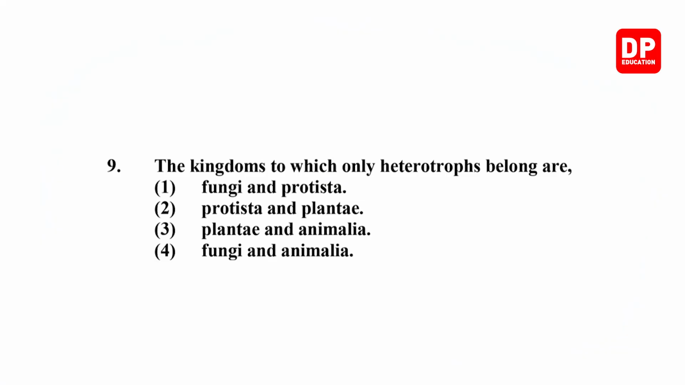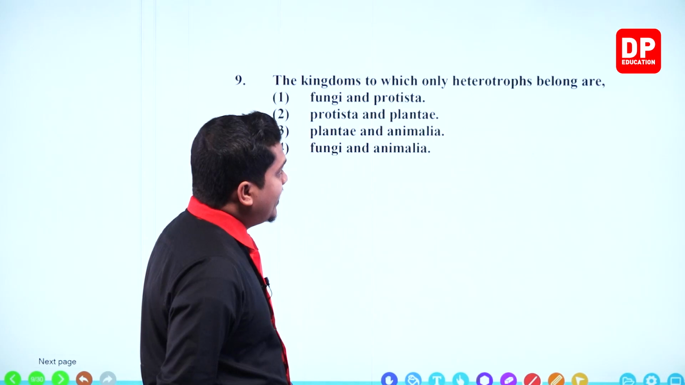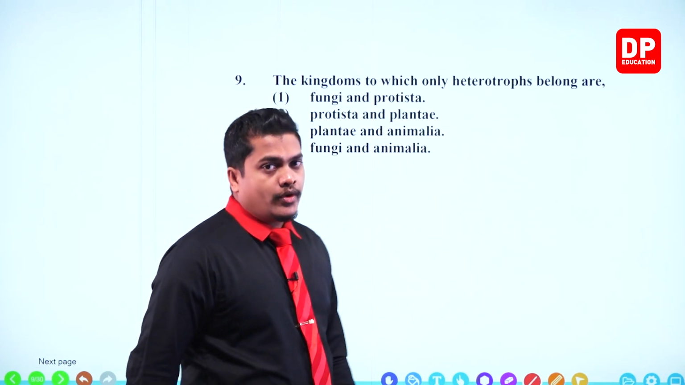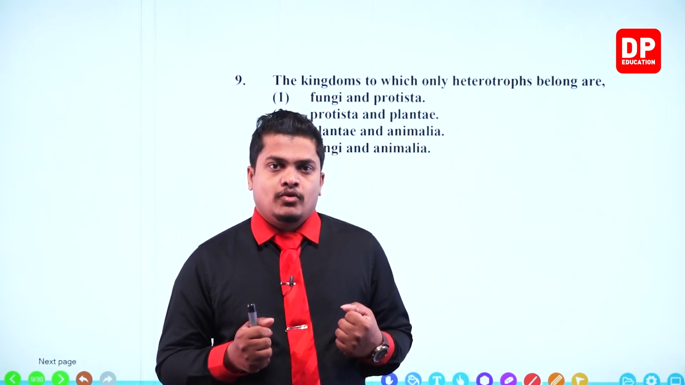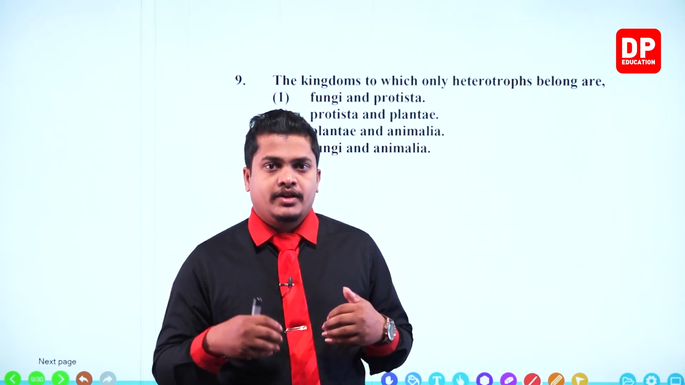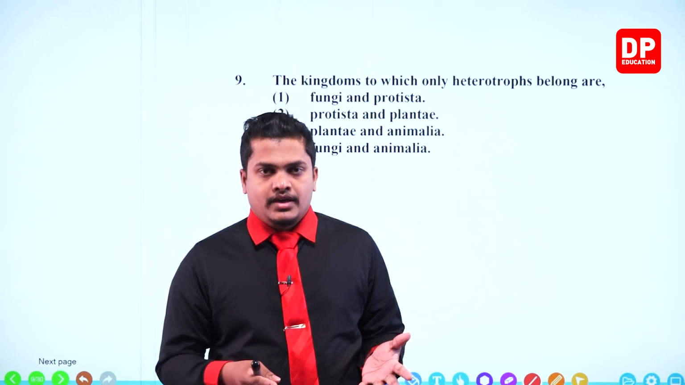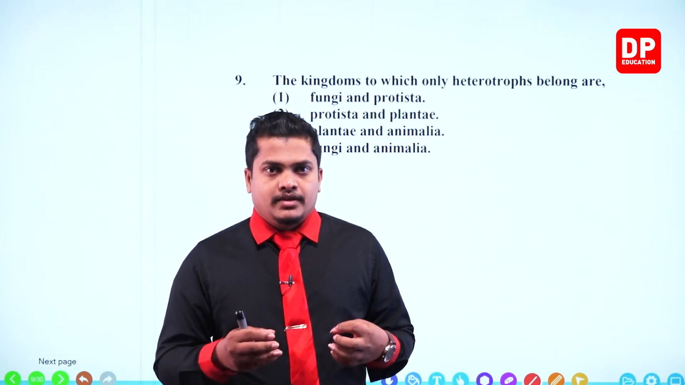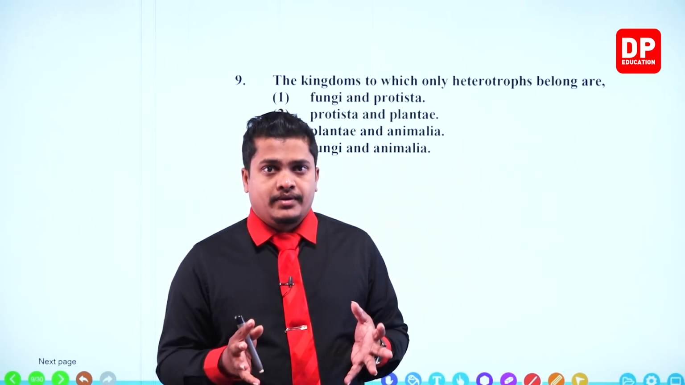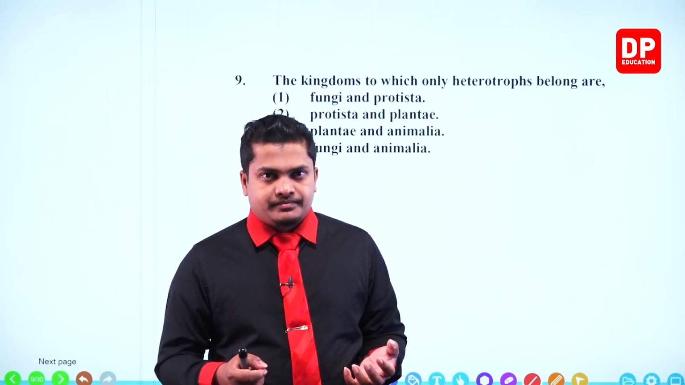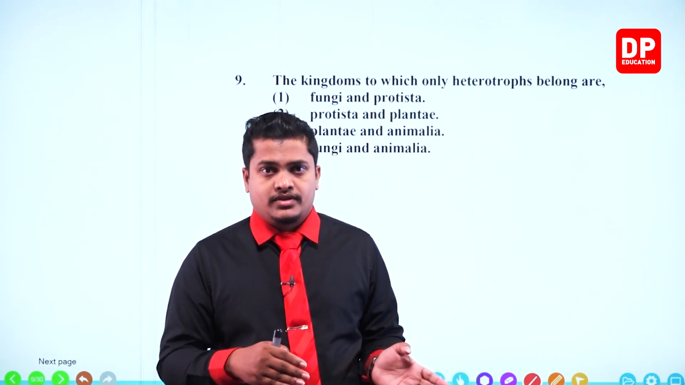The kingdoms to which only heterotrophs belong are. So heterotrophic organisms. Who are heterotrophic organisms? Heterotrophic organisms are the organisms, my dear children, that depend on the food produced by autotrophic organisms like plants and algae. These organisms do photosynthesis. Then by the process of photosynthesis, food is produced for the biosphere. Then heterotrophic organisms depend on the food created by these autotrophs through photosynthesis.